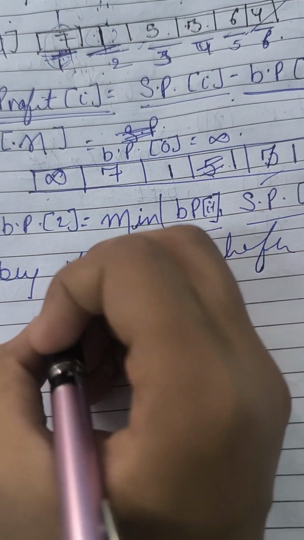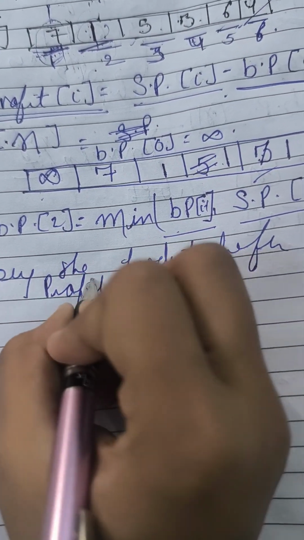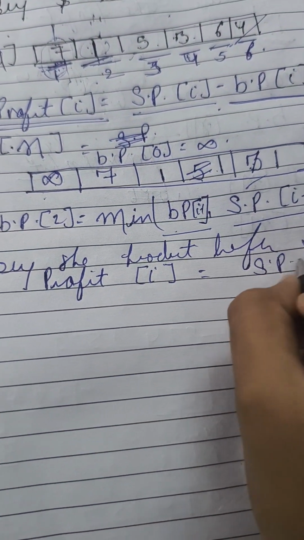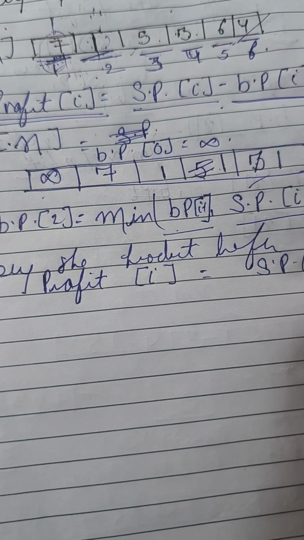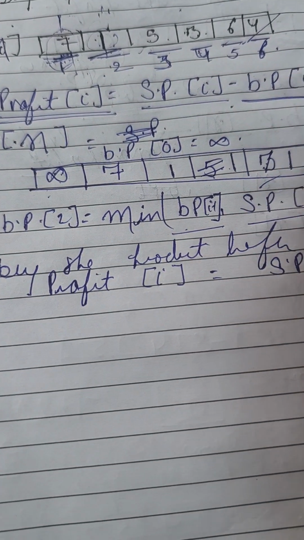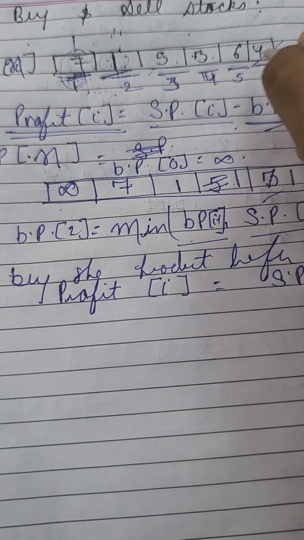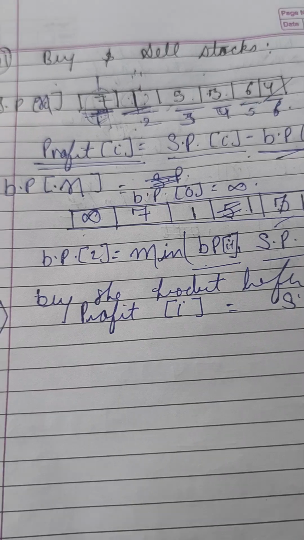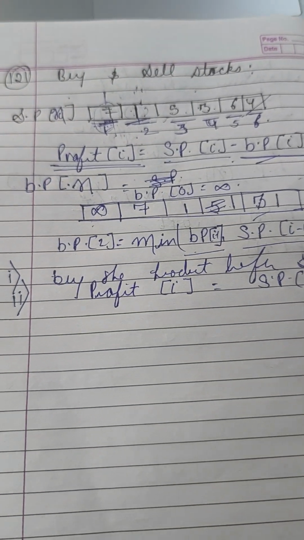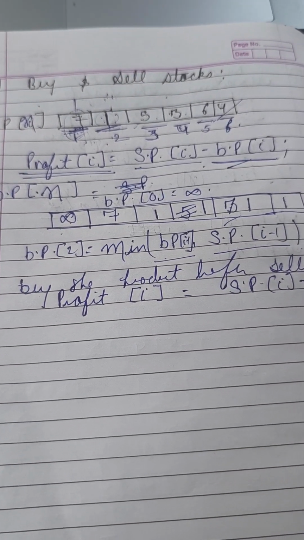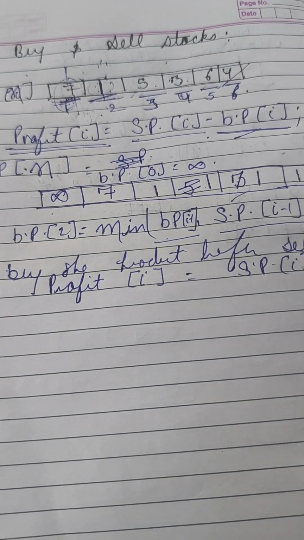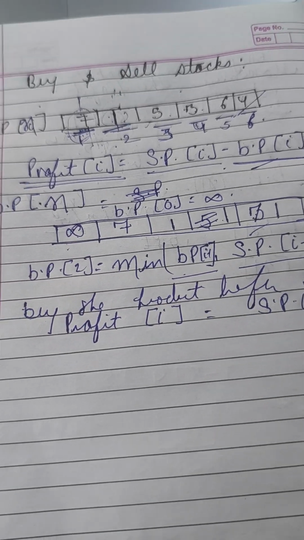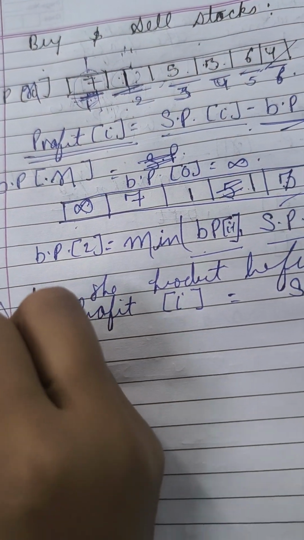So for returning the maximum profit, you need to calculate the profit, and for calculating the profit of I, you have to do selling price of I minus buying price of I. So that's why I am finding the buying price. Selling price is already given: on this particular day the price of the stock is this, the price of the stock on the next day is this. So I need to find the buying price, and you have to find the minimum of the buying price and selling price before that day. Okay. And now the third thing is that you need to take out the profit.